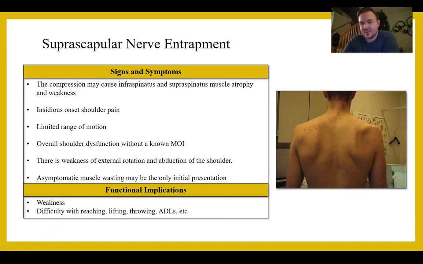Atrophy, in the picture on the right. You want to have your patient stand with their shirt off, especially if there's a vague progressive onset of weakness with no true mechanism of injury. You want to get a look at their muscles, and you can see obviously the muscle wasting in the infraspinatus here. It's hard to tell about supraspinatus, but certainly infraspinatus. They have limited range of motion. They have weak external rotation and abduction. Those are the big things with signs and symptoms and functional limitations.